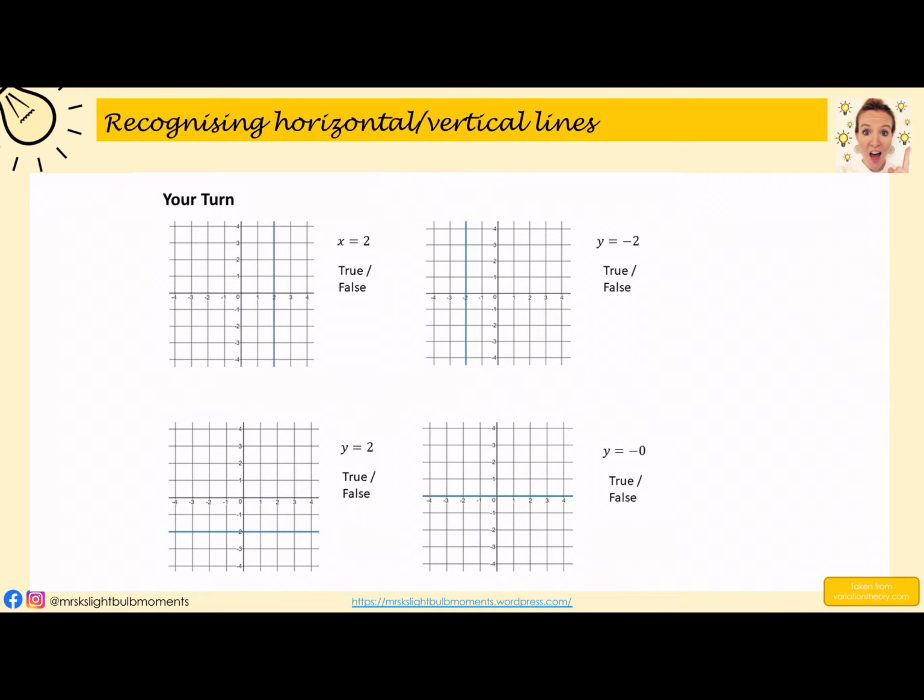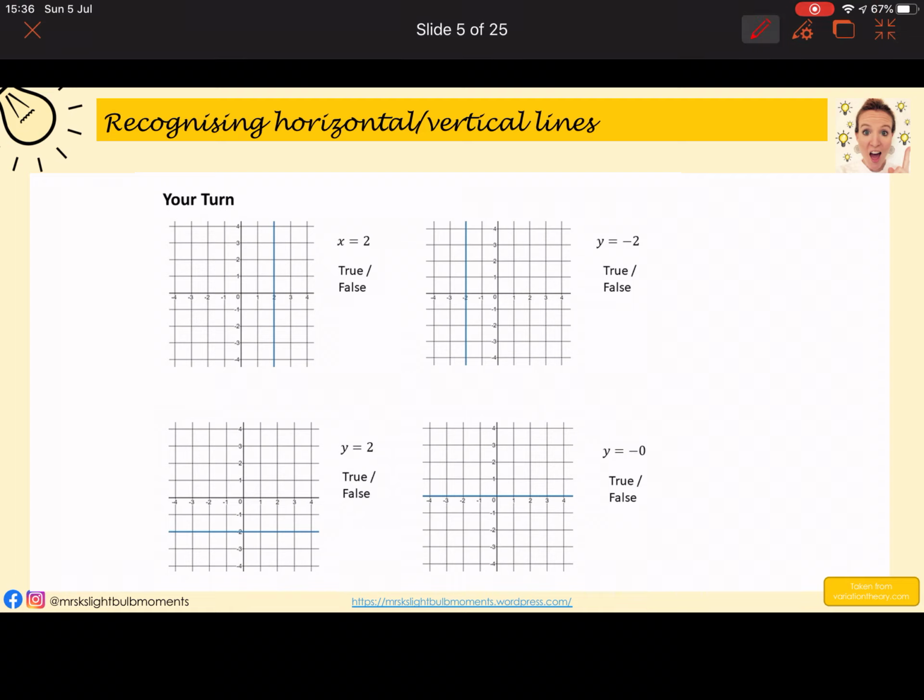Let's have a look now at horizontal and vertical lines. So have a look at my first one there. Hopefully you can see that blue line. Is the equation of that line x equals 2? True or false? What do you think? Yes, it is actually true.